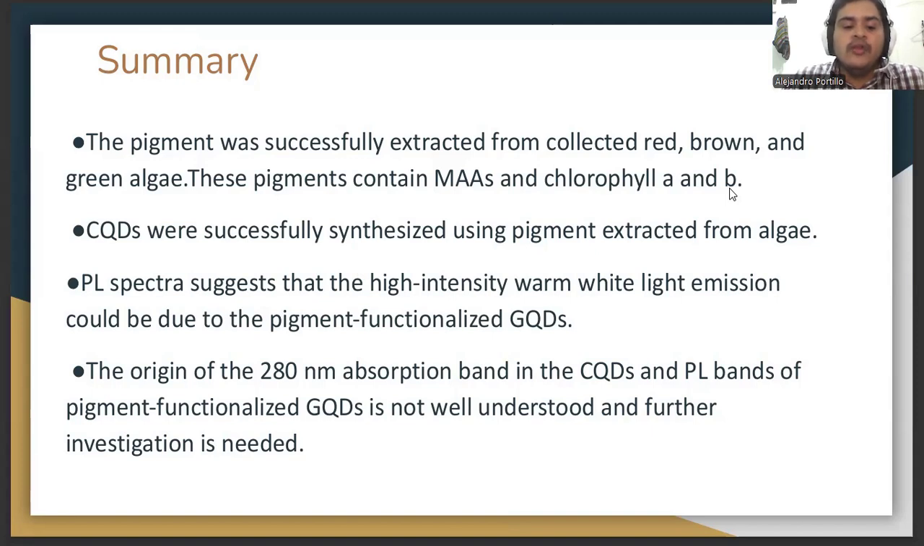The origin of the 280 nanometer absorption band in the CQDs and PL bands of pigment-functionalized GQDs is not well understood, and further investigation is needed.